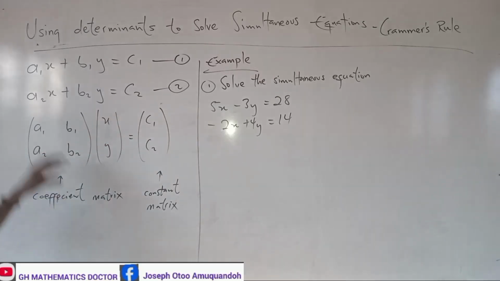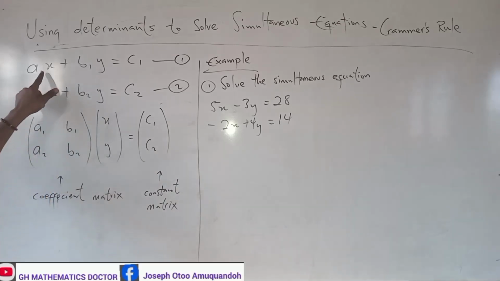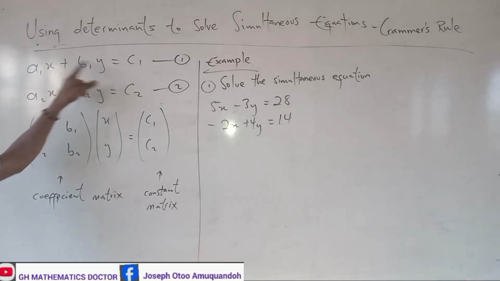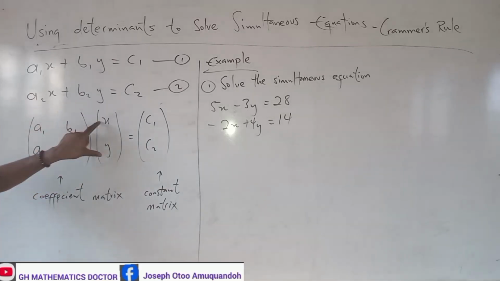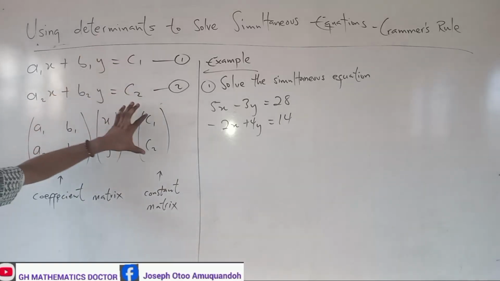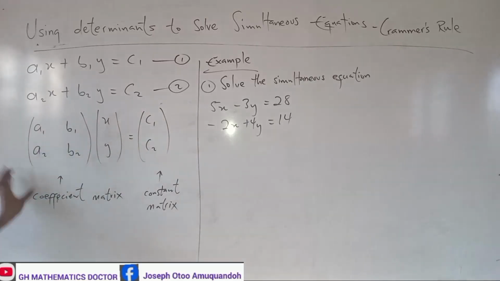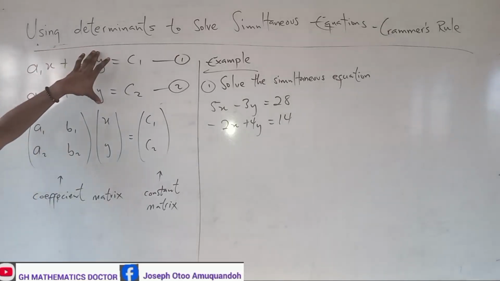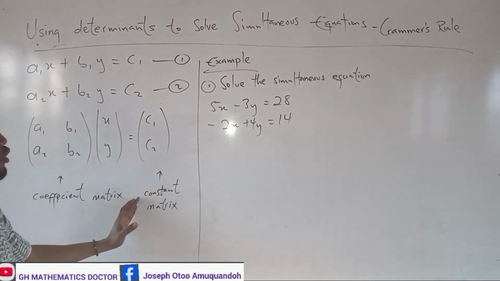What you are supposed to do is write these two equations in the form of a matrix using the coefficient values. The coefficient of the x is this, the coefficient of the y is this. Then we have the same for the second equation. Then we write the xy terms in the form of a matrix. Then the constants are also written in a single matrix. So what we have here is what we call the coefficient matrix, the values attached to the variables x and y. Then we have the constant matrix also labeled here.